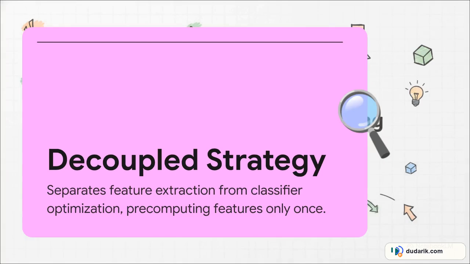Section 2, the decoupled optimization strategy and pre-computing features. So this is the real aha moment of the paper. The decoupled strategy is basically a training pipeline that bifurcates, or splits, the optimization process. It totally separates the heavy lifting of feature extraction from the much lighter work of classifier optimization.